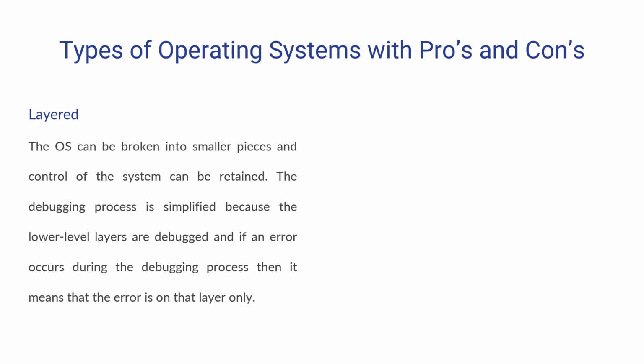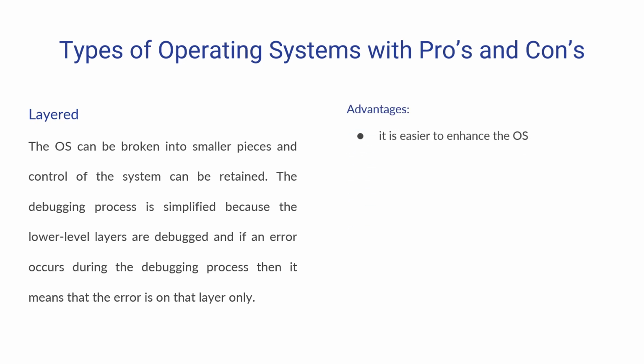Layered. The OS can be broken into smaller pieces and control of the system can be retained. The debugging process is simplified because the lower level layers are debugged, and if an error occurs during the debugging process, then it means that the error is on that layer only.